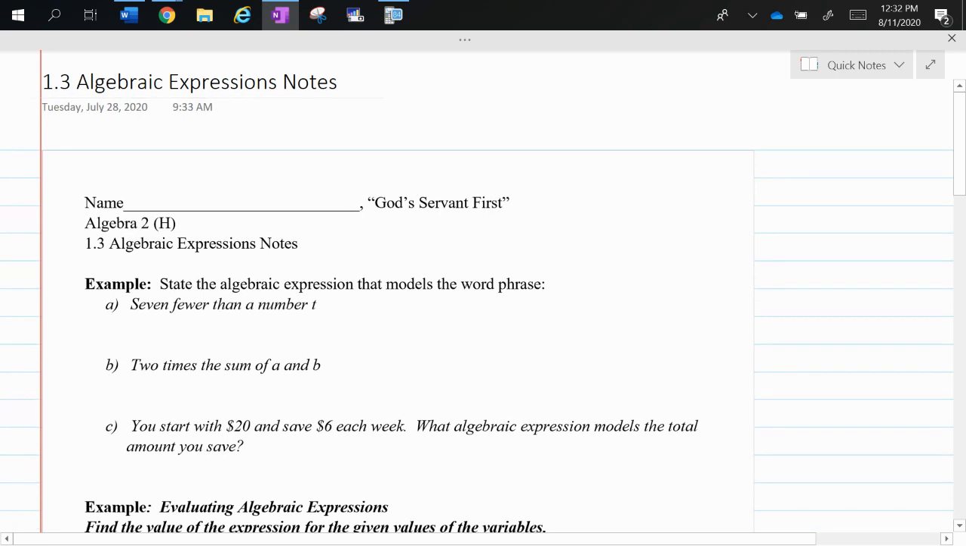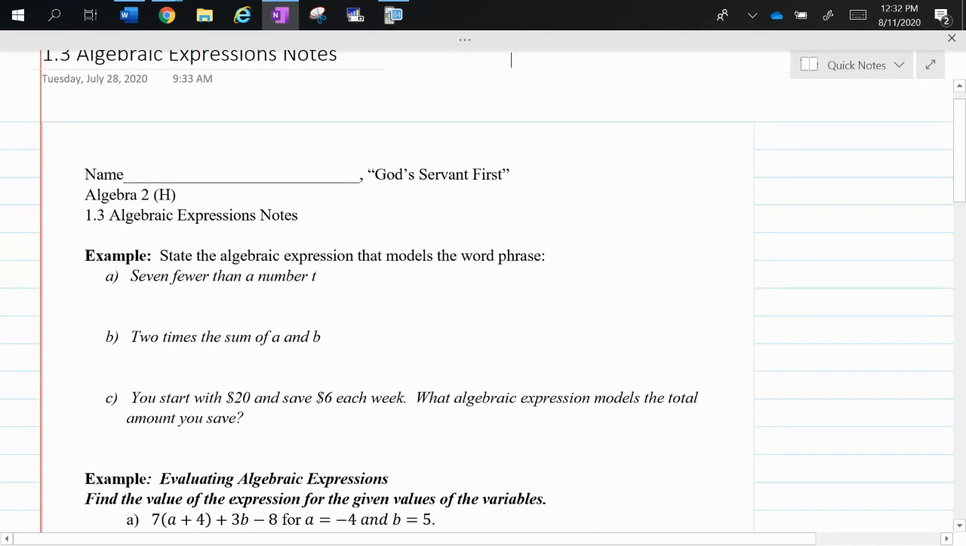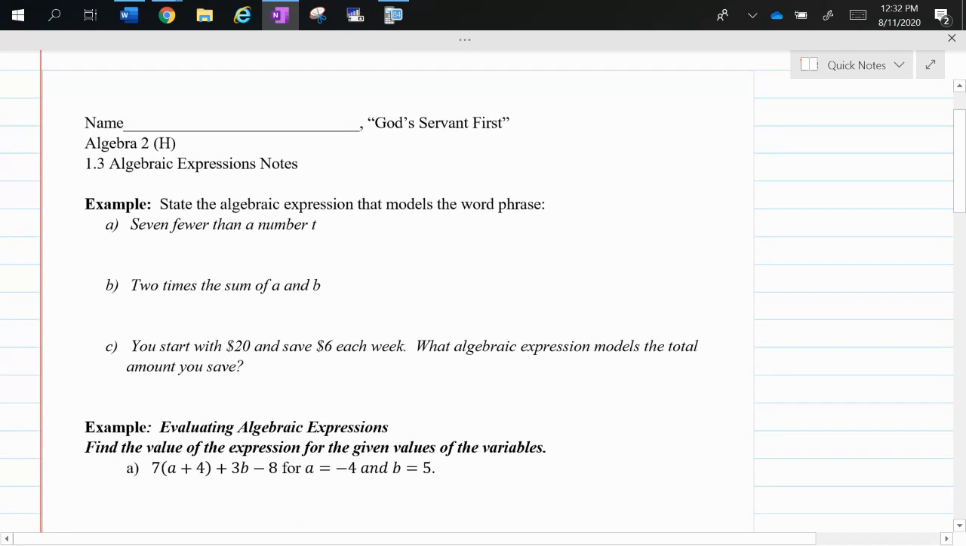So in this lesson, we're going to talk about algebraic expressions and how we evaluate them and how we simplify algebraic expressions. So we're going to first look at these three examples where it gives us an algebraic expression in a phrase. And we're going to come up with an algebraic expression that models the phrase.